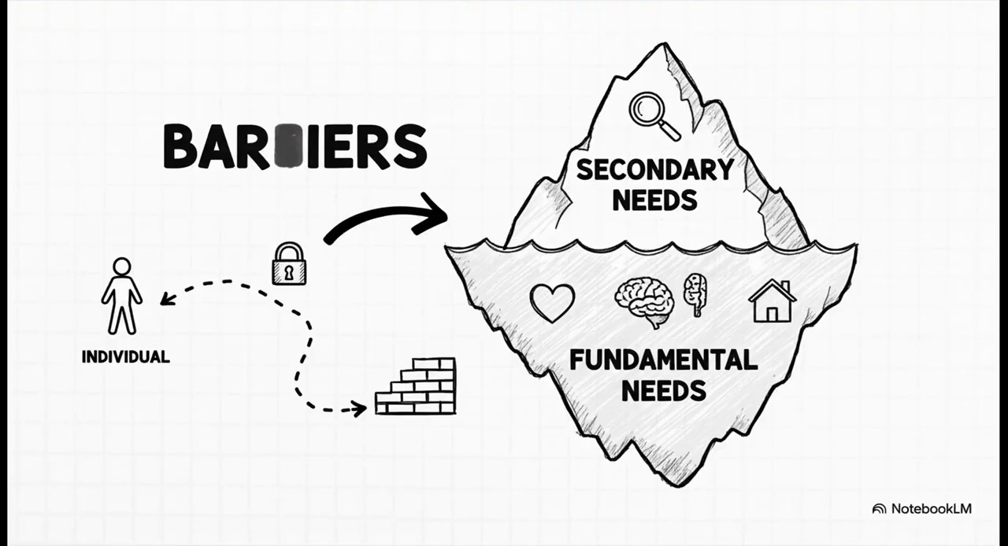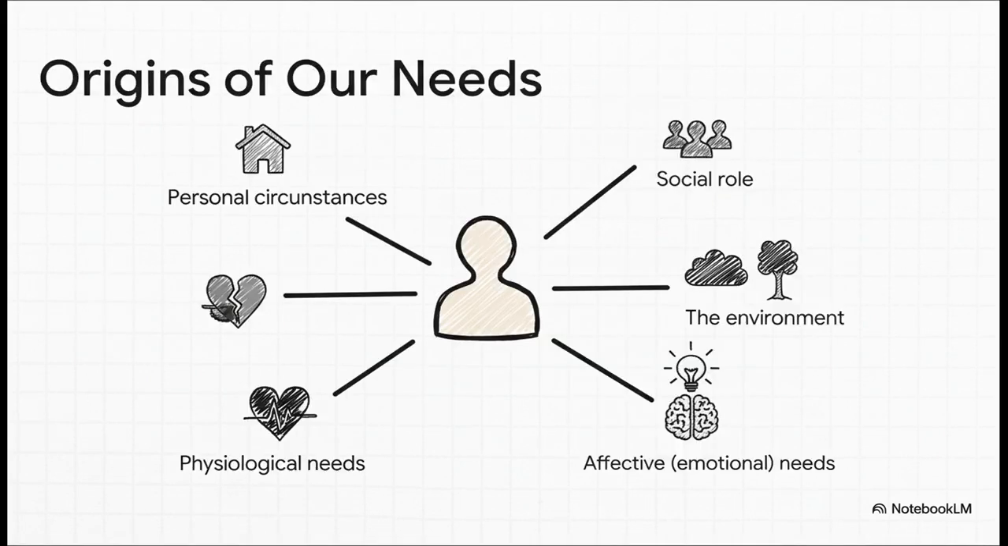So here's the game changer. Wilson proposed that our need for information is never the real need. It's always secondary. We don't just want information for the sake of it. We want it to solve some other more fundamental problem. And secondly, he realized that the path to getting that information is always, and I mean always, blocked by barriers. So where do these primary needs even come from? According to Wilson, they spring from, well, our entire lives.